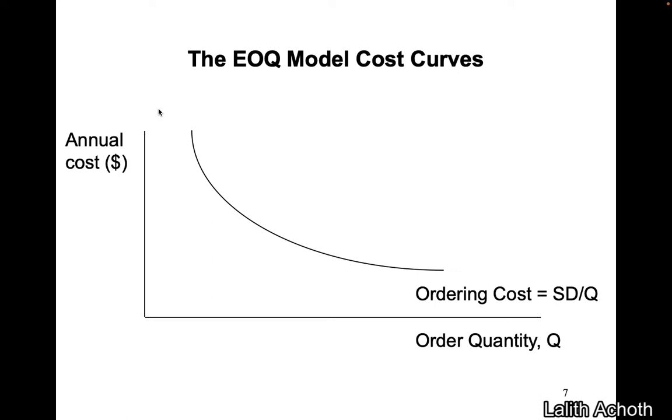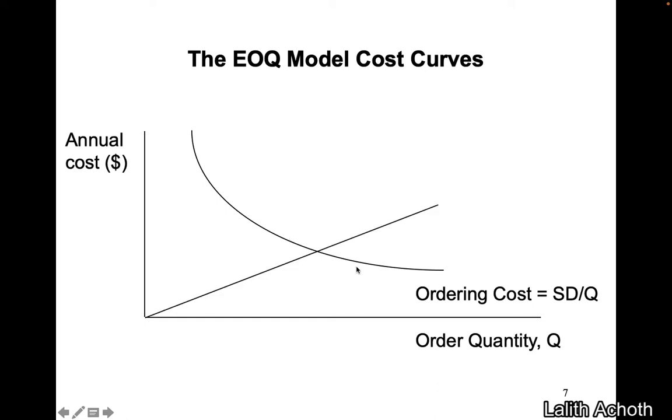At the extreme case, supposing you make only one order in a year, then whatever the cost is, it is incurred only once. Alternatively, supposing you make 10 orders in the year, then the ordering cost gets multiplied by 10. So the ordering cost is calculated as SD divided by Q, where S is the ordering cost, that's the cost per order, D is the annual demand, and Q is the quantity. As the Q changes, you can see the ordering cost comes down.